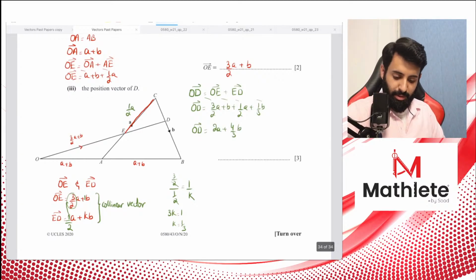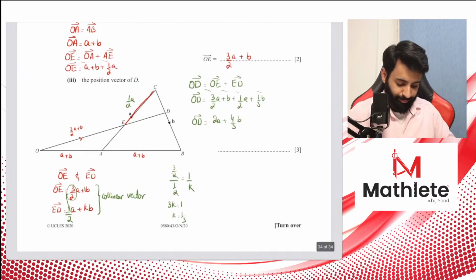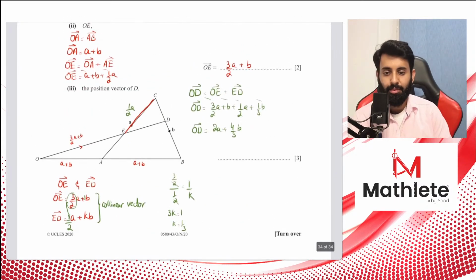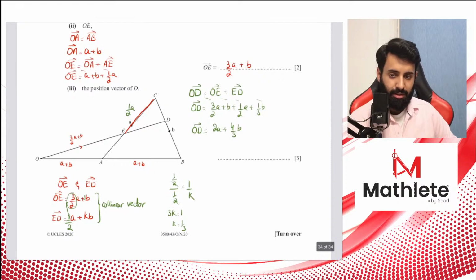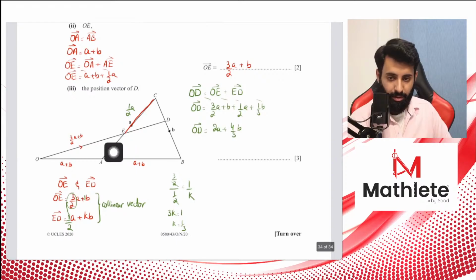So this was actually a difficult question, not a medium level question, but yeah. I hope it's clear now. And yeah, there you go. So these are things that you need to look out for whenever you're solving a question with collinear or parallel vectors.